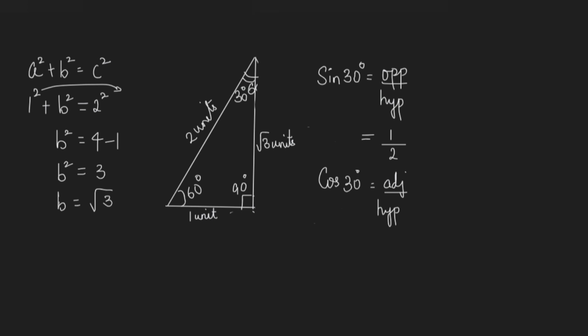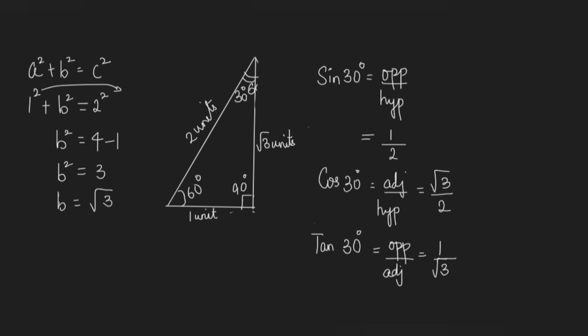units. Now let's substitute that in cos 30, where it is adjacent by hypotenuse. The adjacent side is root 3 over hypotenuse, which is 2. And we've got the value of cos 30 as root 3 over 2. Now let's do tan 30. And tan 30 is given by opposite over adjacent. Now we know the opposite side is 1 and the adjacent side is root 3. So the tan 30 degree is 1 over root 3.